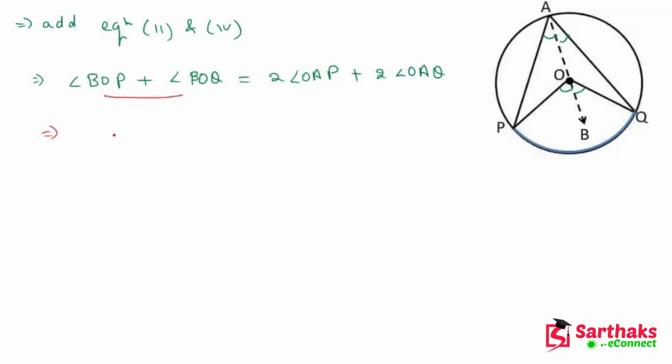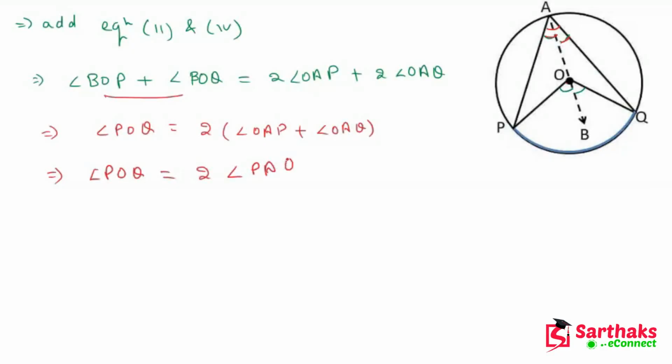Okay, so this will become angle POQ. Now take 2 as a common, we get angle OAP plus angle OAQ. If we add angle OAP, meaning this angle, and angle OAQ, meaning this angle, then we get angle PAQ. So angle POQ is equal to twice angle PAQ.